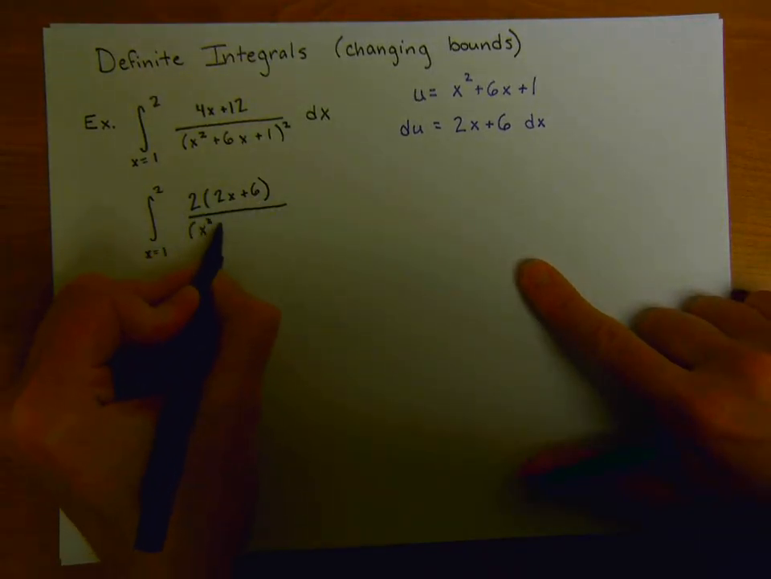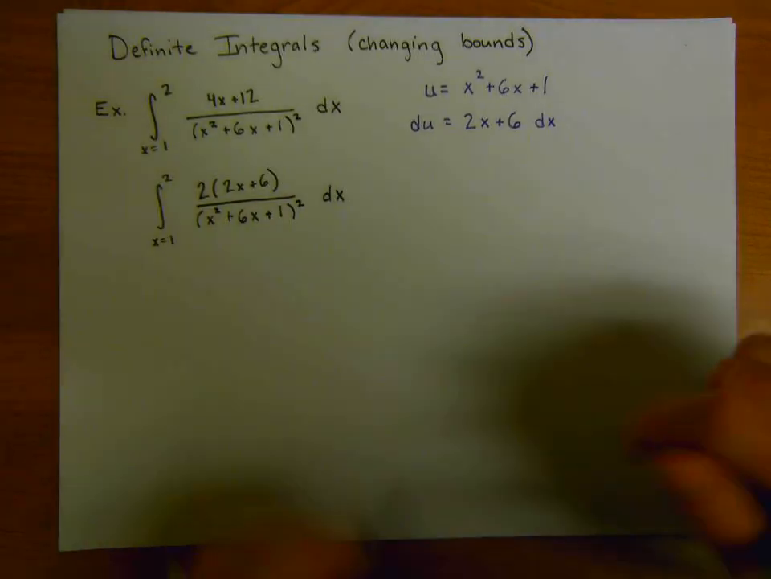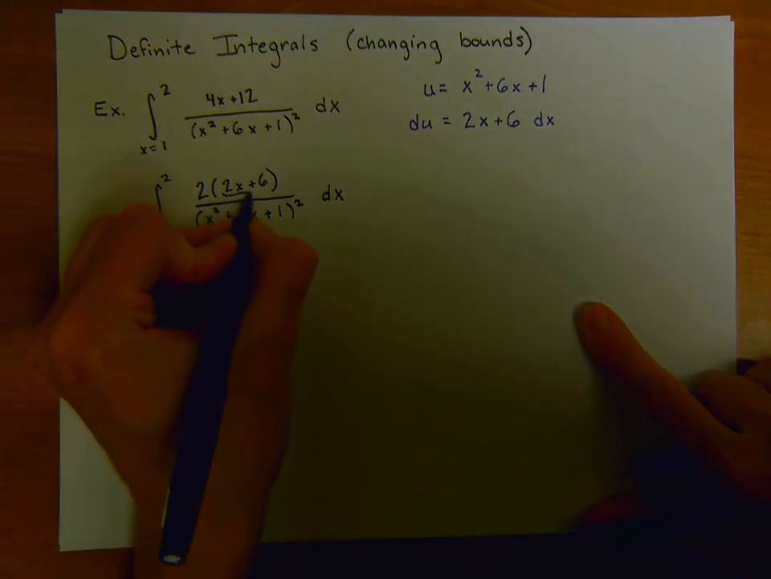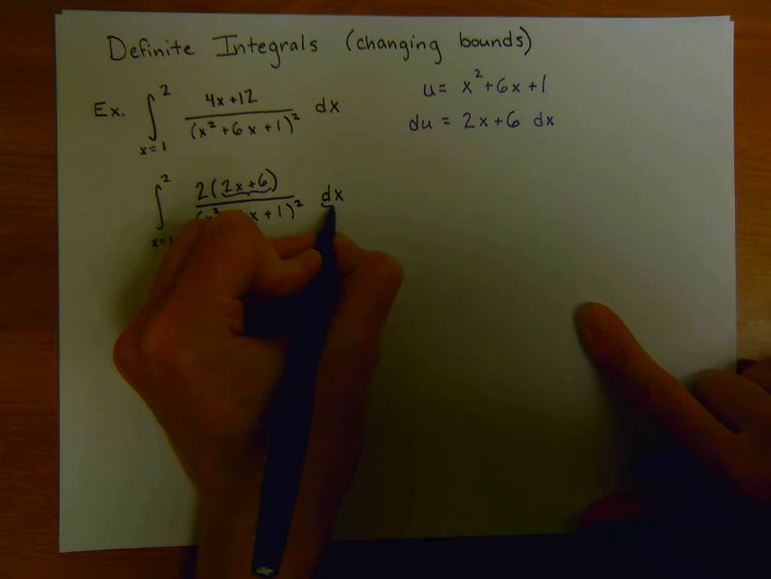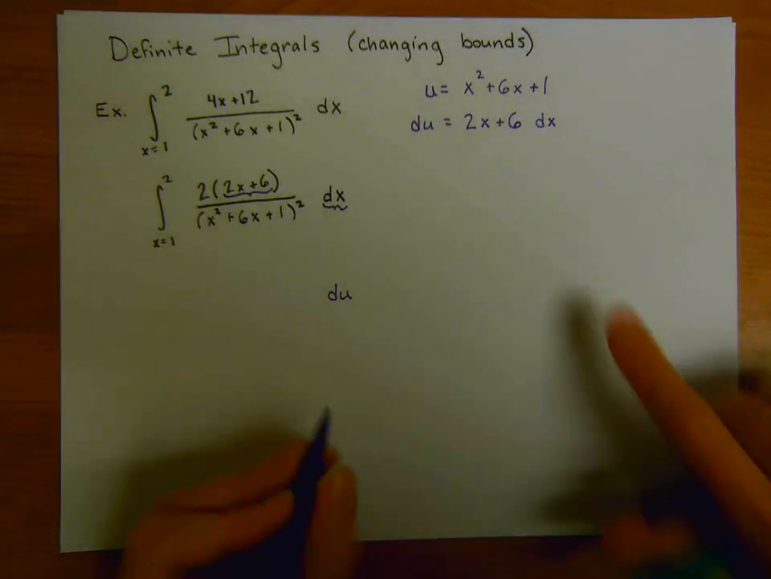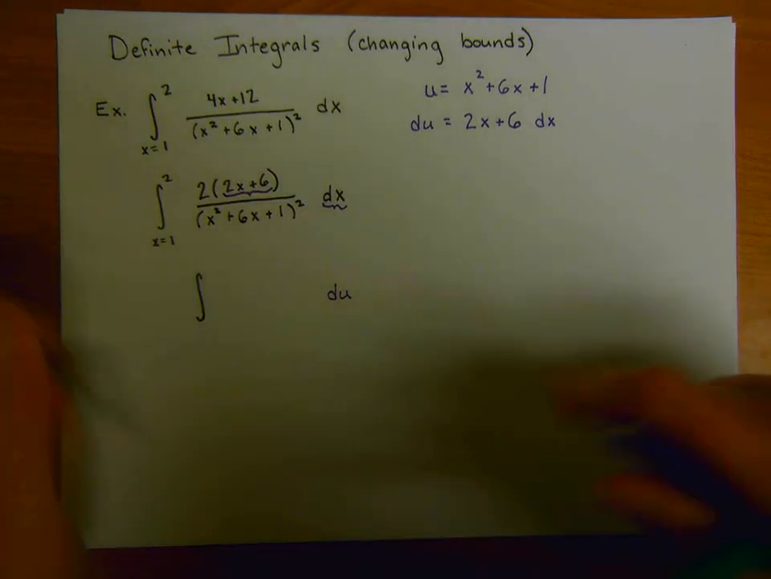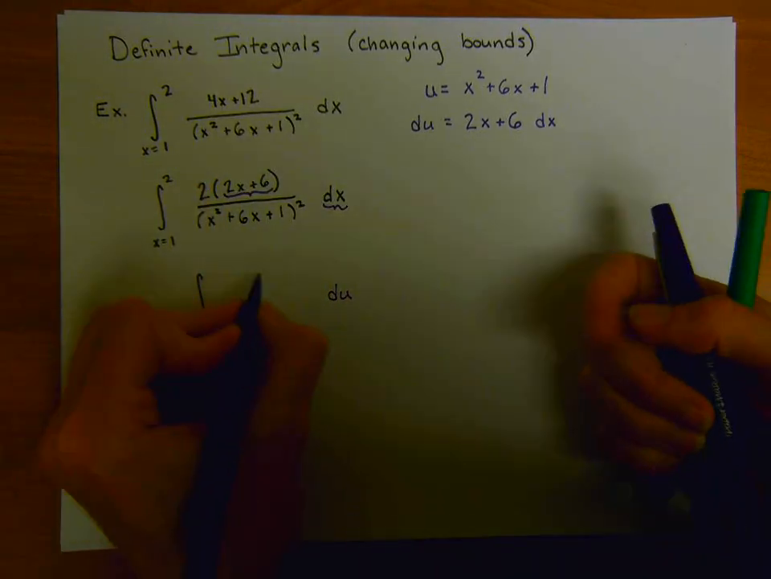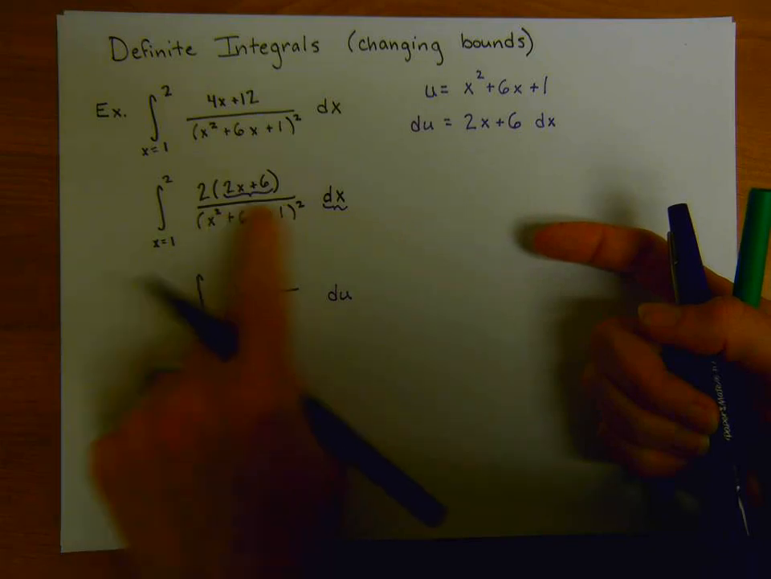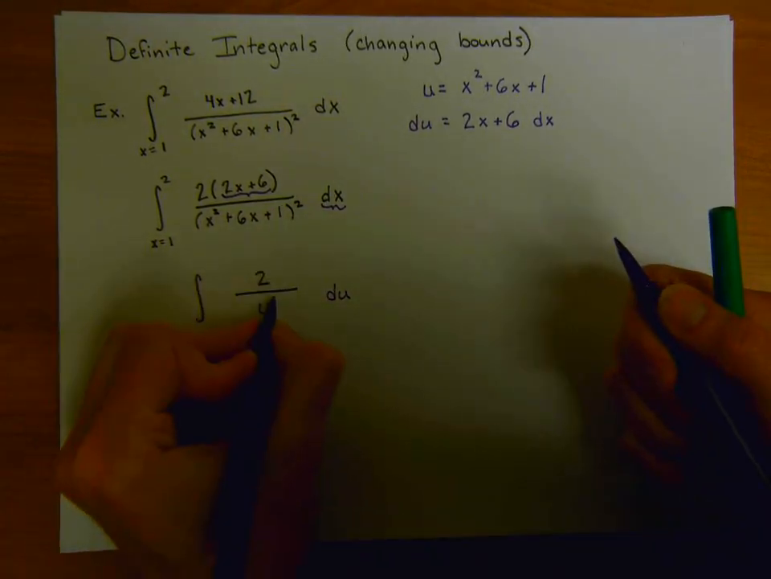So now that I've factored out that piece, let's take the pieces I need. That 2x plus 6 dx forms my du. In the numerator, I still have that 2 hanging out there. In the denominator, I'm left with u squared, because this whole thing is u squared.